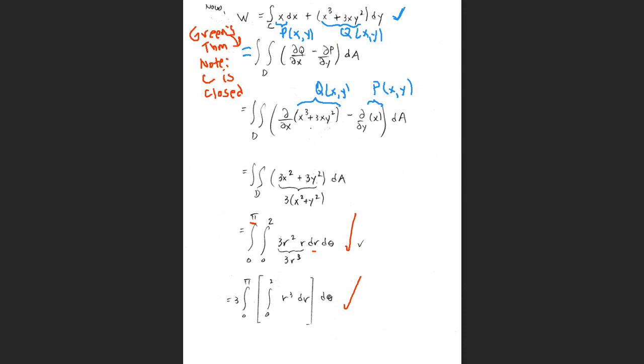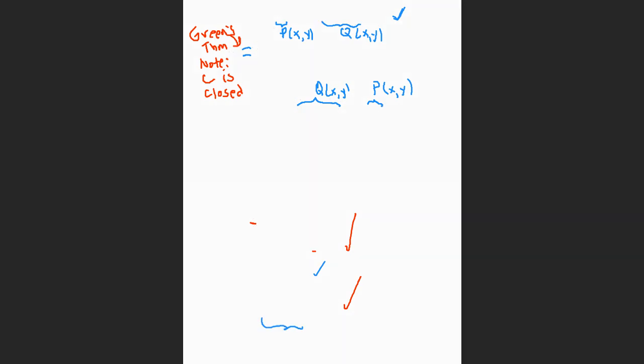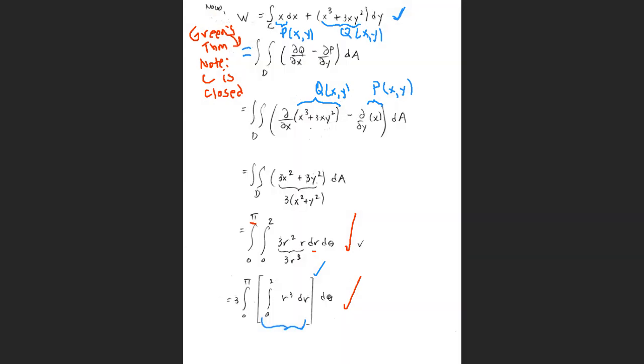I like to use the iteration symbols because then, of course, I recognize this inner integral is a value. And values can be moved out in front of that outer integral. That value can be moved out in front of the outer integral.